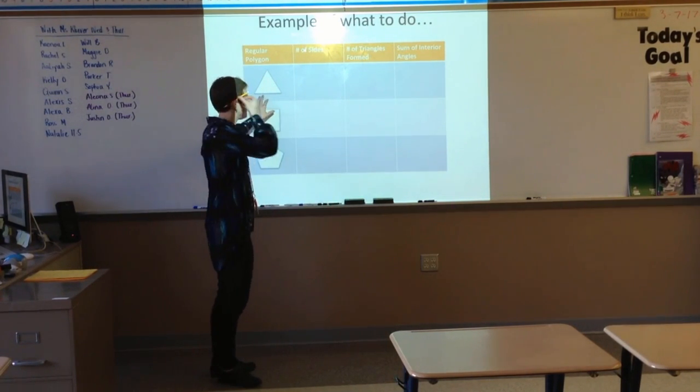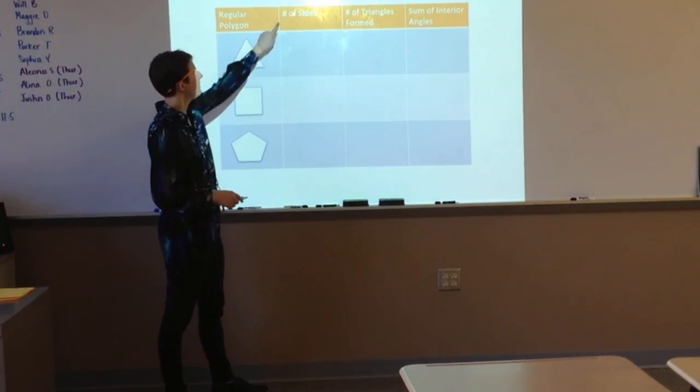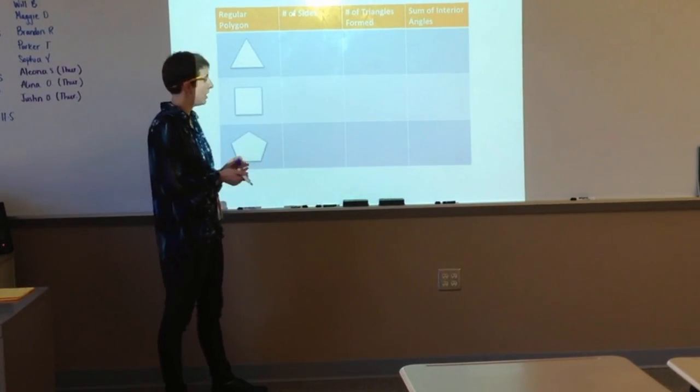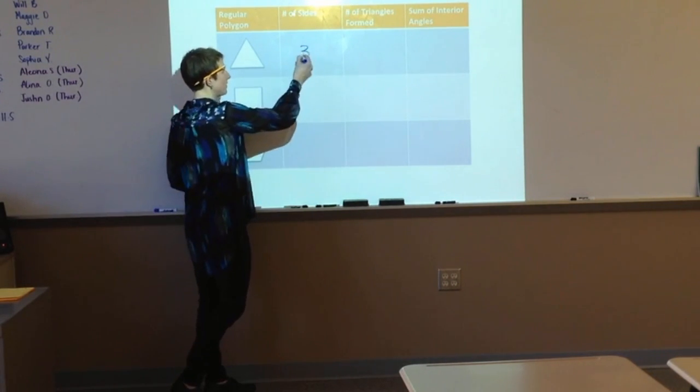So this is what we're going to do. This right here is a triangle. We're going to go ahead and fill out our chart. The column that says number of sides, well, how many sides are on a triangle? 3.